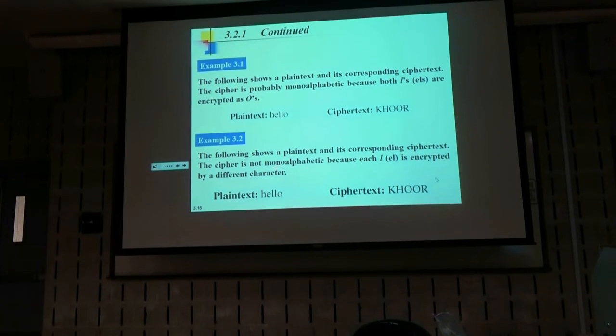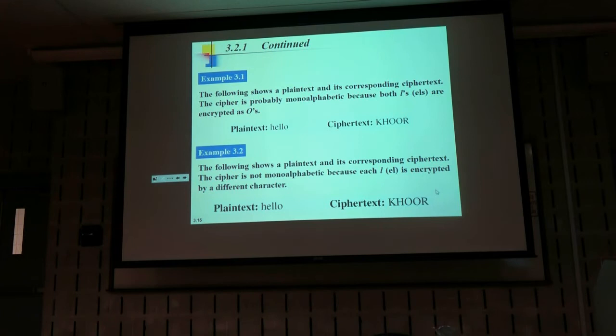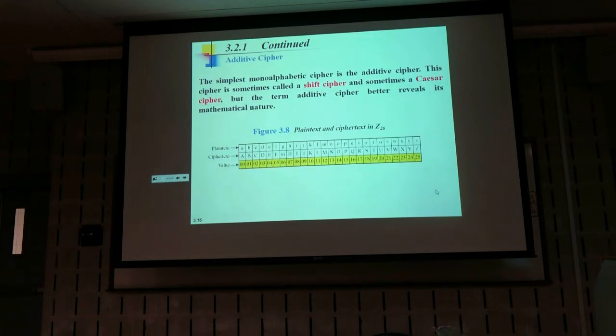All right, the following shows a plain text and its ciphertext. The cipher is not monoalphabetic because each L is replaced with different characters. So in here, this is wrong, it's something else. They repeated in here. Just check example 3-2. In a non-monoalphabetic cipher, the two O's would not be the same; it will be different characters. The algorithm will apply different characters there.